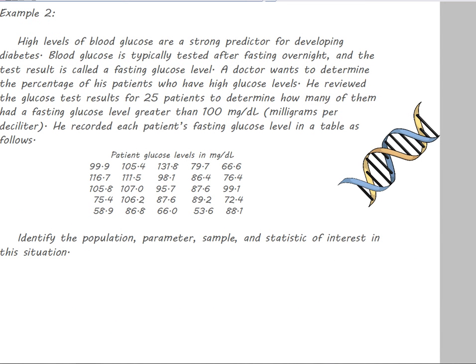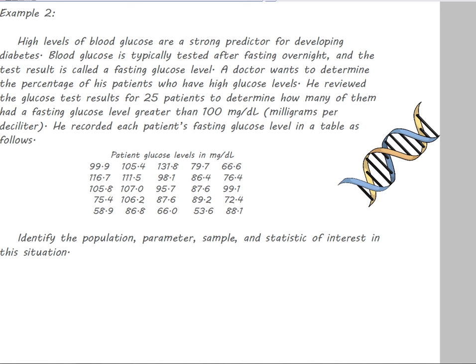Let's take a look at this next one. So when you have a high level of what's called blood glucose, you might say that you either have or you're going to develop diabetes. So blood glucose, otherwise known as blood sugar, is typically tested in a doctor's office after fasting overnight, and the test result is called a fasting glucose level.